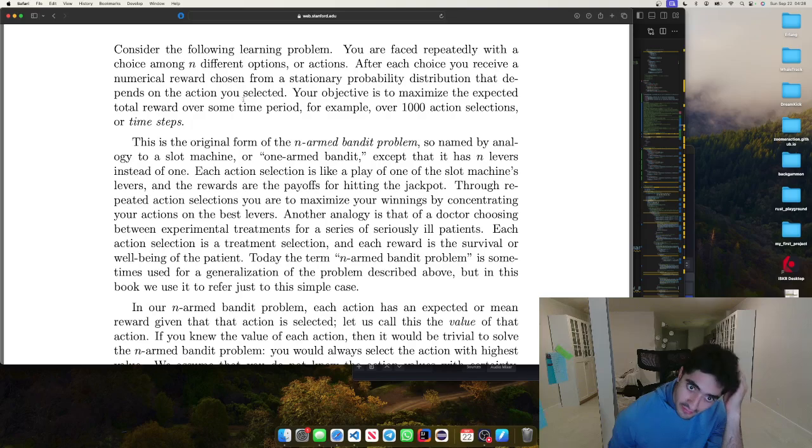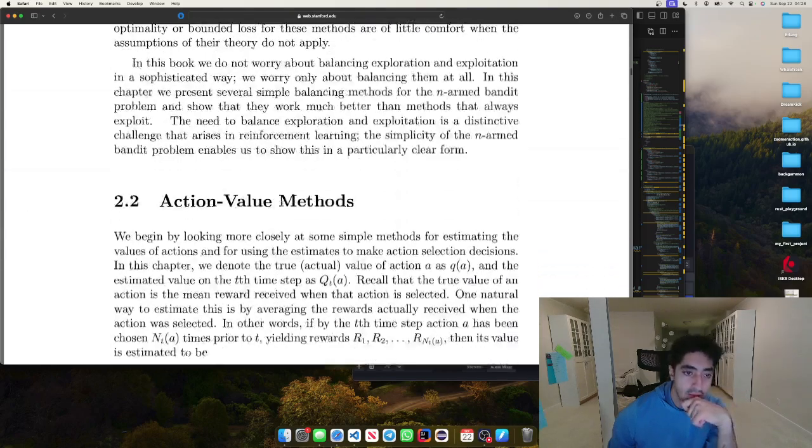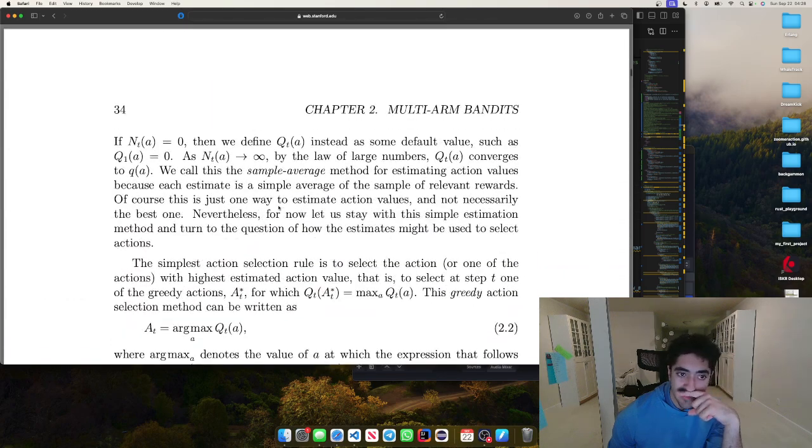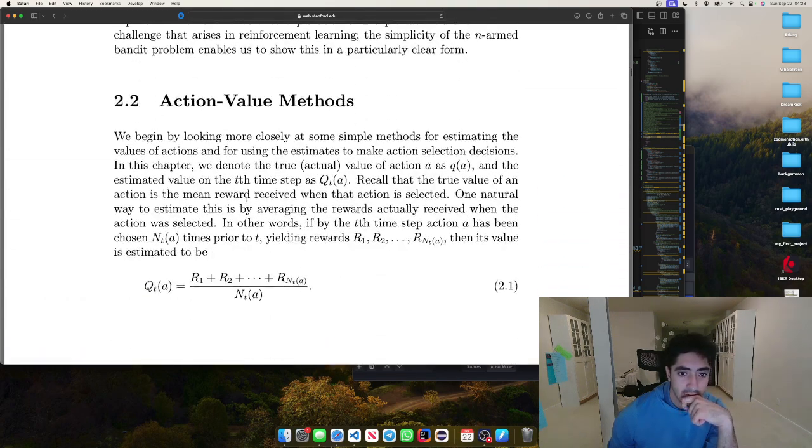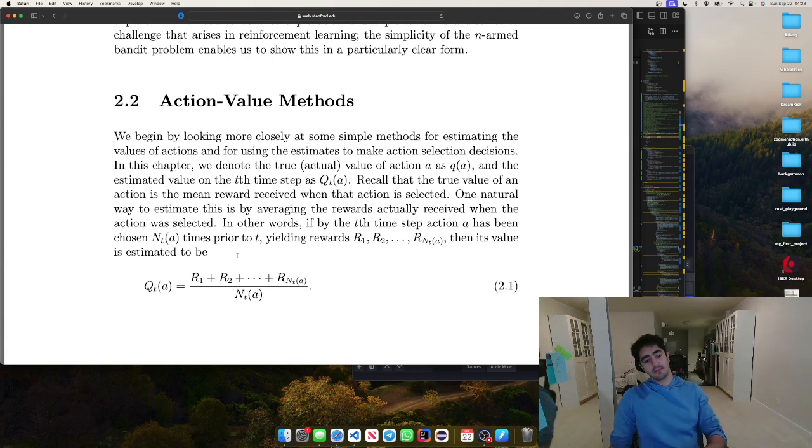Each action selection is like you play the n-armed bandit, and we go to the value of Q under the state.